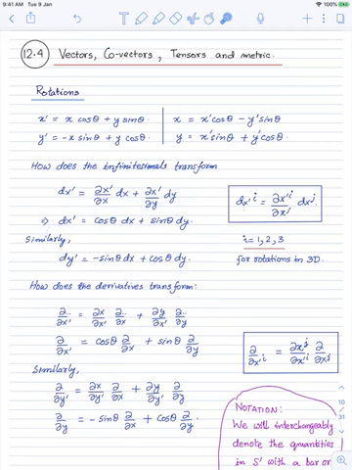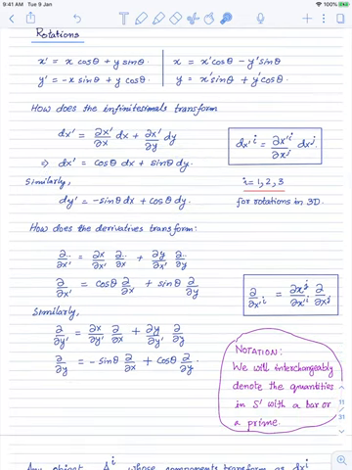Now let us ask the question: what happens to the derivatives? If I ask the same question for the derivatives, then you see I have a del x prime here. This one I will write as del over del x prime.